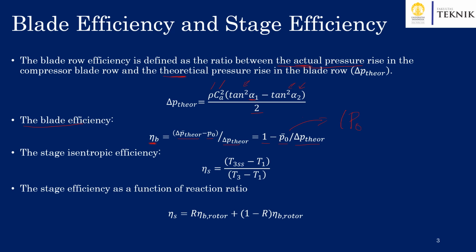Here P0 is the increase in total pressure between points 1 and 2, and we take the absolute value, so there will be no minus on P0. This is divided by the delta P theoretical, or the theoretical pressure rise. So that's for the blade efficiencies.